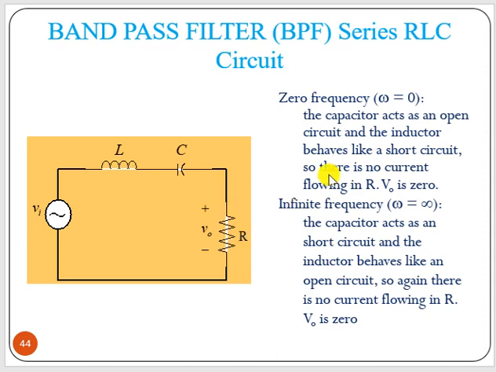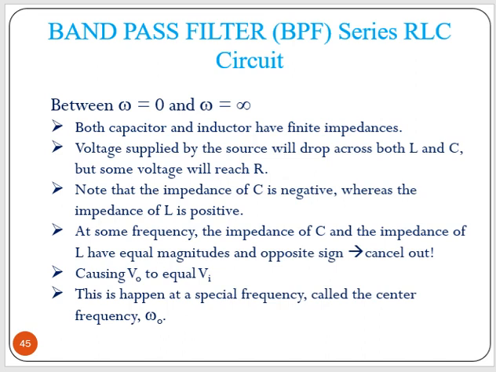Now when omega equals infinity, what happens? Your capacitor becomes short circuited, but the inductor becomes open circuited. That means again at omega equal to infinity, the output voltage should be 0. So it is 0 at omega 0, and at omega infinity it is also 0. That means it may have some peak value in the middle. So between omega 0 and omega infinity, what happens? Both capacitor and inductor have finite impedances. Voltage supplied by the source will drop across L and C, but some voltage will also reach R.